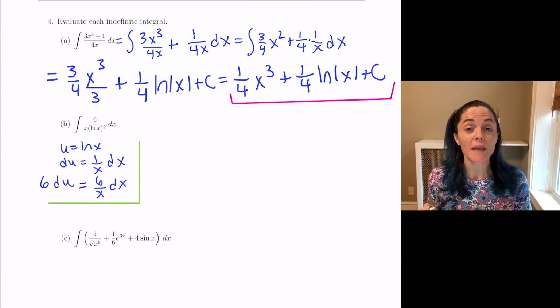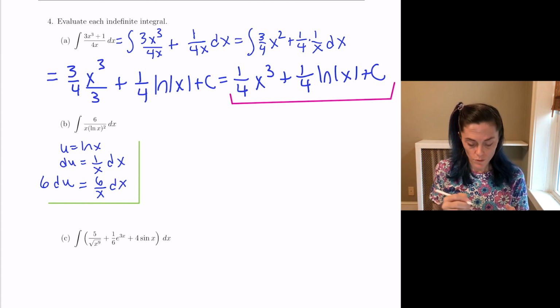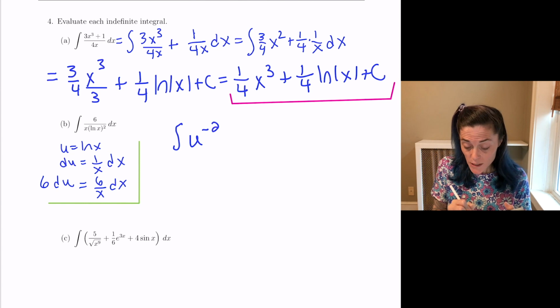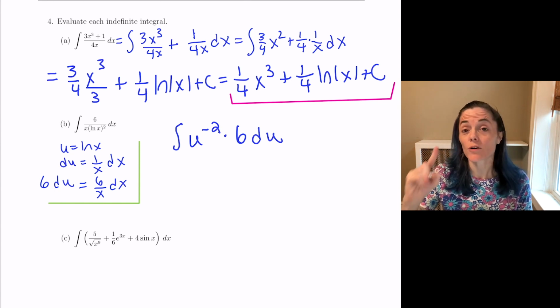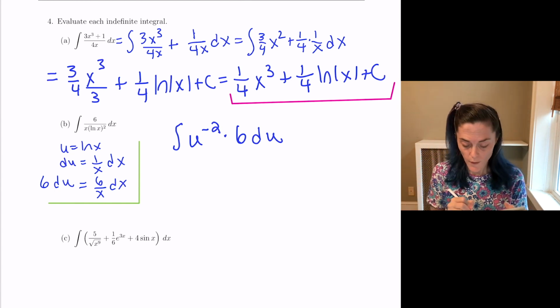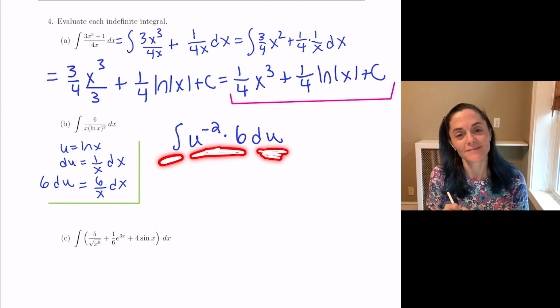Next step, we convert to an integral of u. So we have an integral. We have u to the minus 2 times 6 du. I should see your integral of u in your work. We have integral sign, function of u, du.